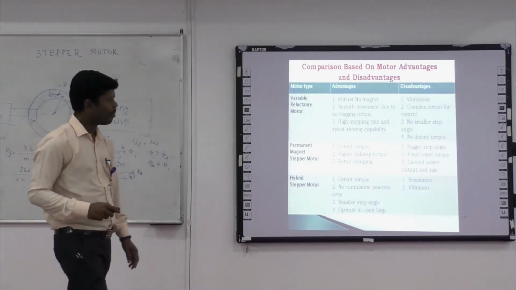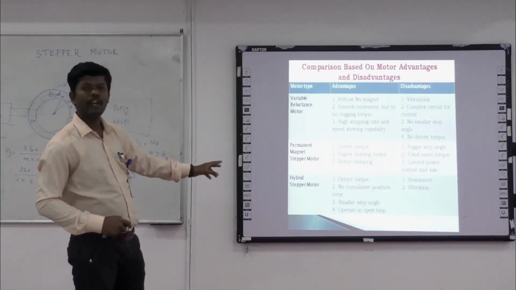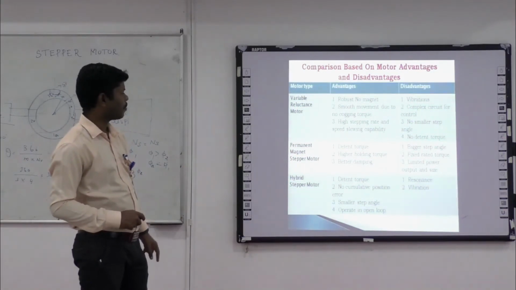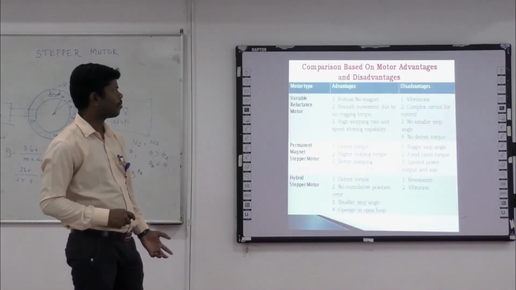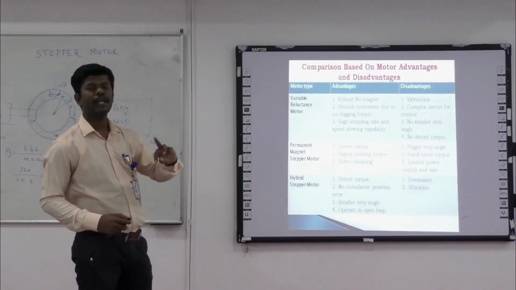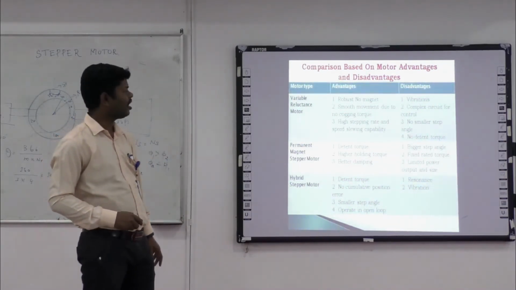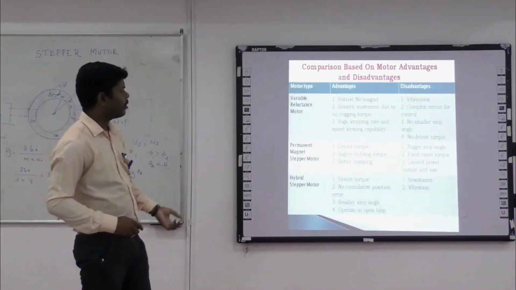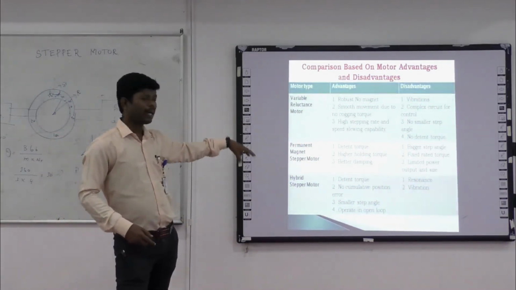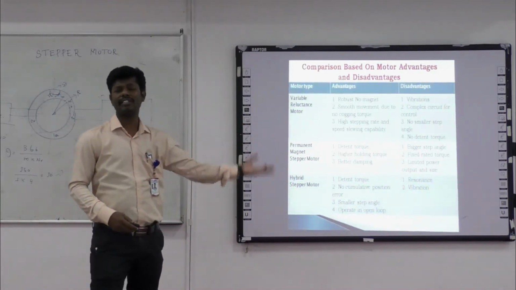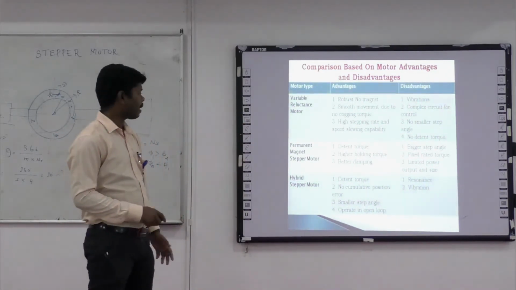The permanent magnet stepper motor's advantage is a higher holding torque. Better damping winding is available for the permanent magnet stepper motor. The disadvantages are a bigger step angle and fixed rate torque. The third is limited power in this permanent magnet motor. Another disadvantage is that the cost is very high for a permanent magnet stepper motor.